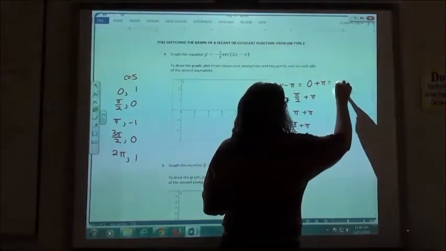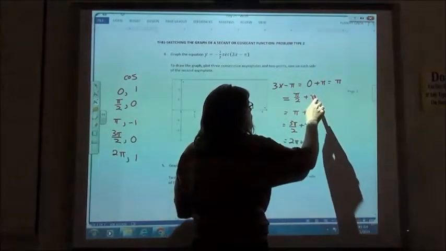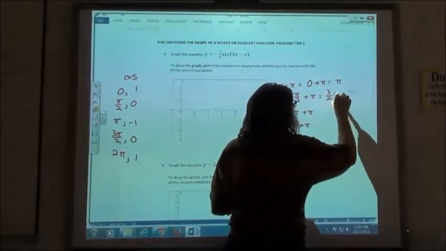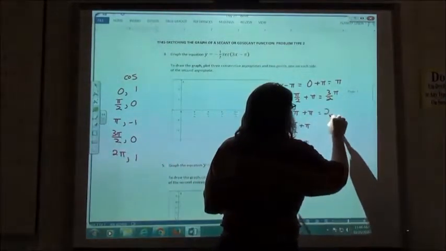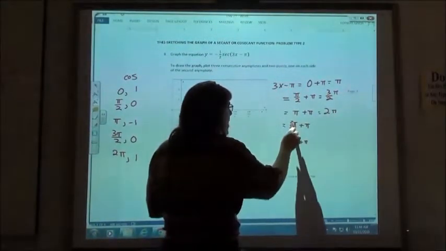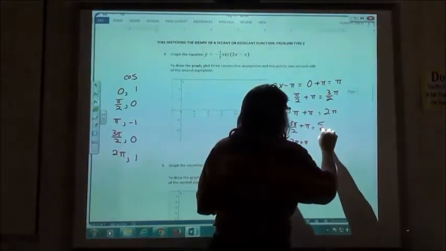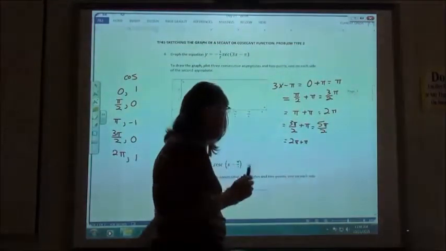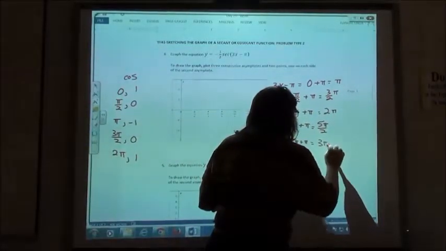So 0 plus pi is pi. Pi over 2 plus pi. 1 pi plus 1/2 would give me 3/2. So 3 pi over 2. Pi plus another pi, 2 pi. 3 pi over 2 plus pi, which is 2 over 2, would be 5 pi over 2, or 3/2 plus 1 if you need to use your calculator. 2 pi plus pi, 3 pi.